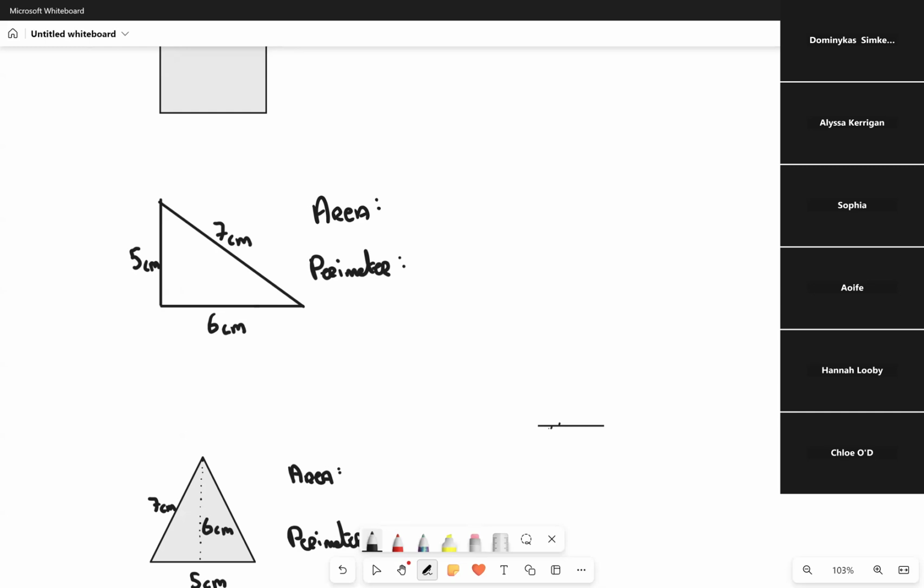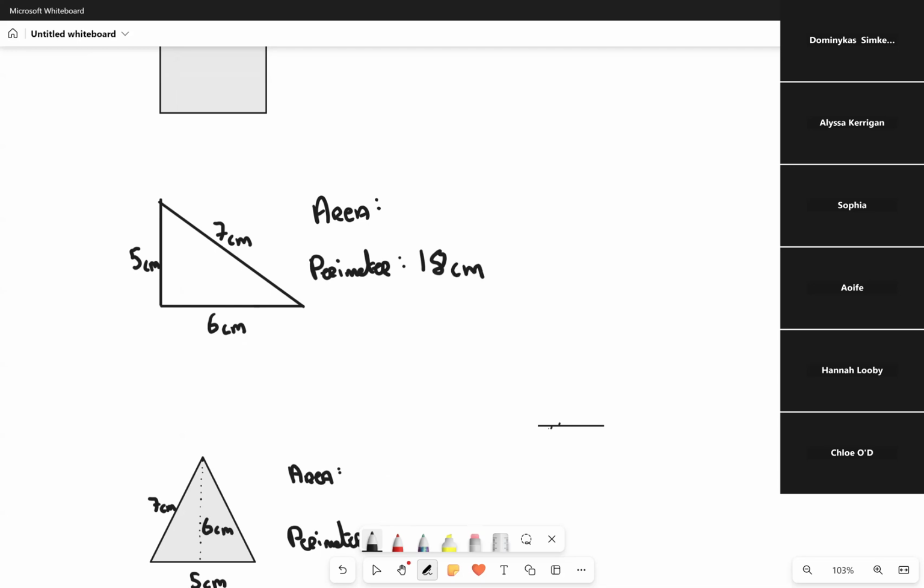Okay, let's pull back a bit, right? Let's start with perimeter. How do we get the perimeter of this triangle? You add up all the sides. Perfect. Do you want to do that for me? 18. Lovely. 18 what? Centimeters. Lovely. Not centimeters squared, no?